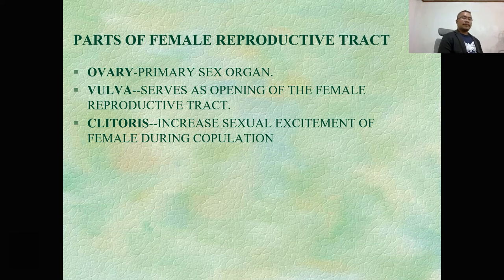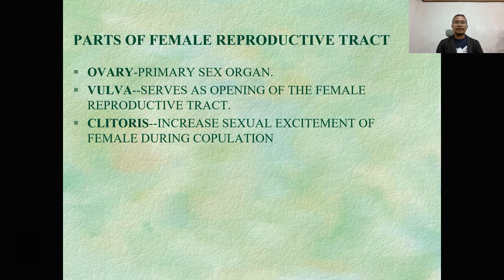Okay, the first is the ovary, the primary sex organ of the female reproductive system, the counterpart of the testicles. The ovary is responsible for the production of egg cells or ovum through the process of oogenesis. And the growing egg cells produce the female sex hormone, which is estrogen. So the ovary is the primary sex organ of female animals.